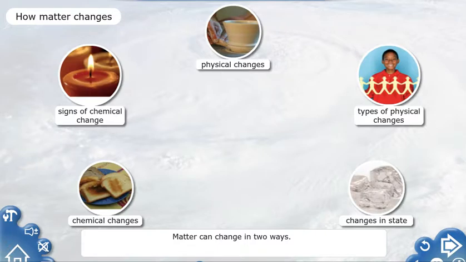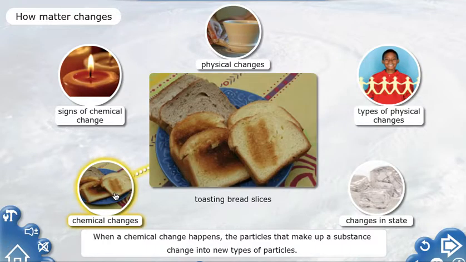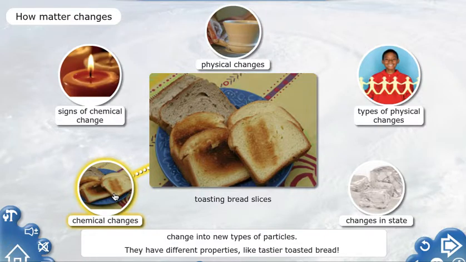Matter can change in two ways. Click the pictures to learn more about physical and chemical changes. When a chemical change happens, the particles that make up a substance change into new types of particles. They have different properties, like tastier toasted bread.